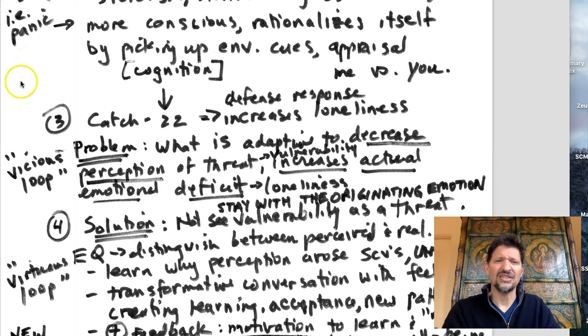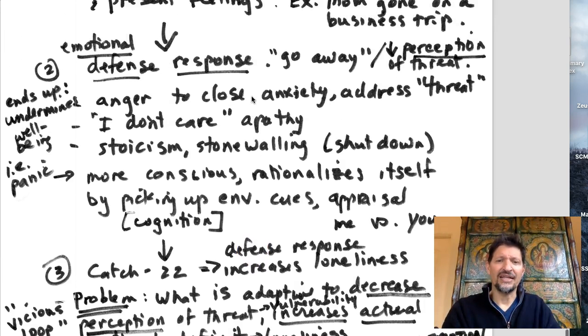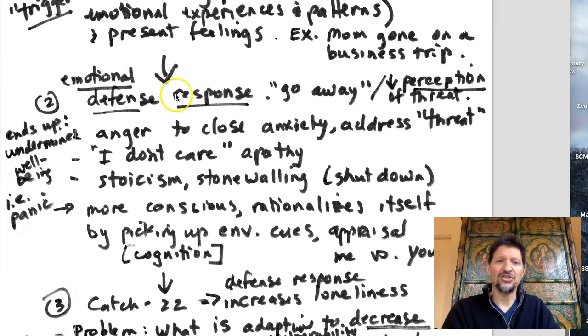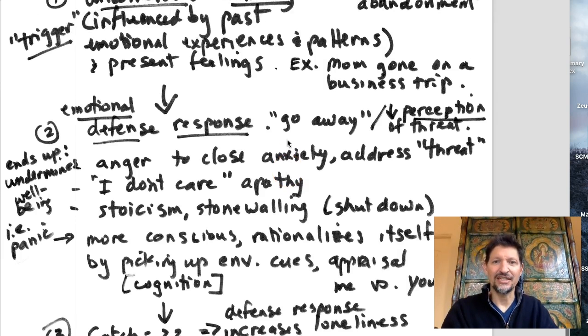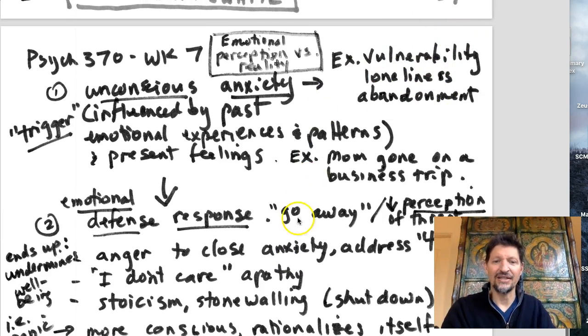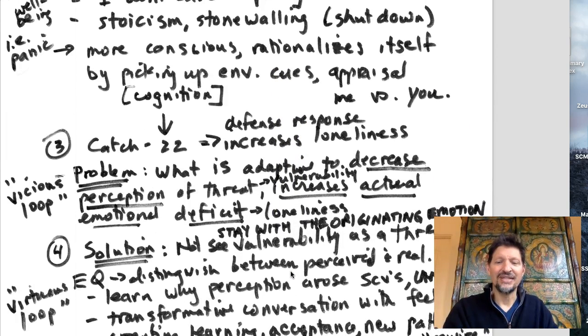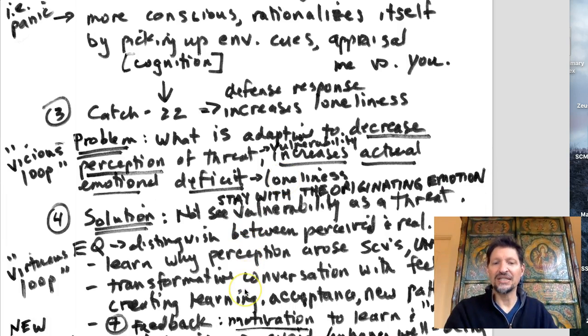And finally, here's the catch-22. Your defense response in the above can actually increase your sense of loneliness. So you become stoic or stonewalling, you're shutting down or becoming apathetic or becoming angry because you're feeling lonely up here, or vulnerable or abandoned. What does that actually do? It actually makes the problem worse. You're more cut off. You're more isolated. In that sense, you're more lonely. So the perception of threat, which was vulnerability, actually increases the emotional deficit, that is loneliness, and your response to it. So what is the solution?